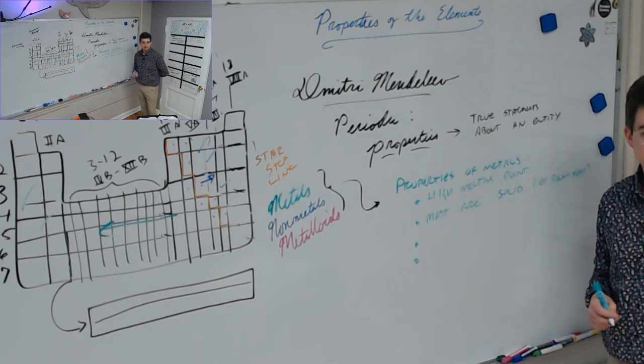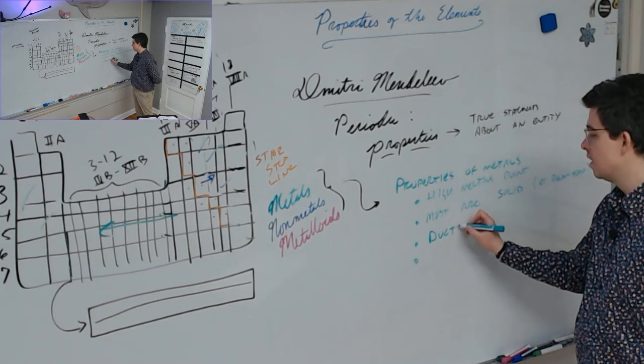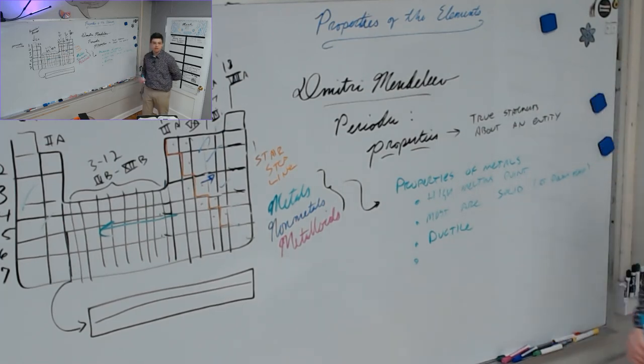We already have that one. Ductile, or ductile is how we sometimes say it. Meaning what? That's a vocab word. You have to know that. I'm not going to write the definition because you did your vocab. But what does it mean? Ductile means it can be drawn out into a wire. You can squeeze it through a little hole and it'll be drawn out into a wire.